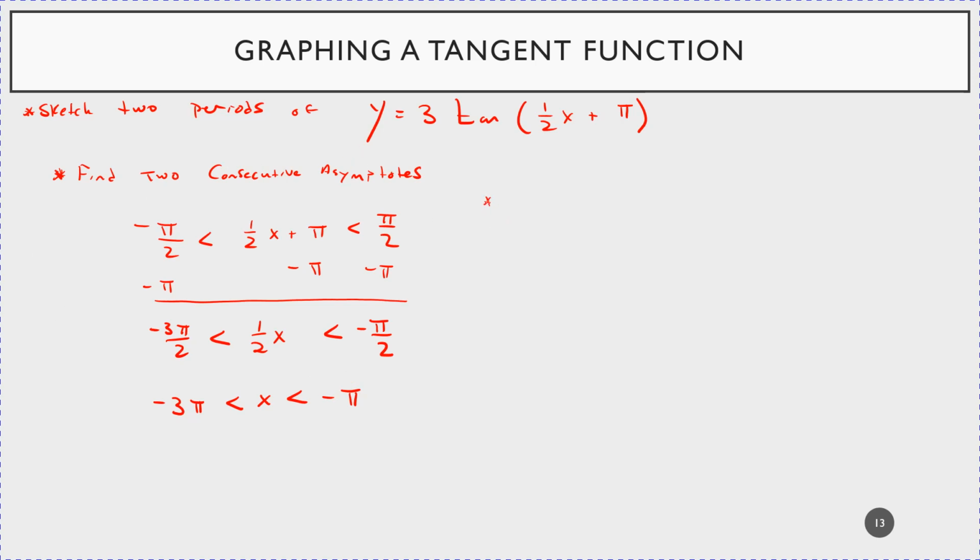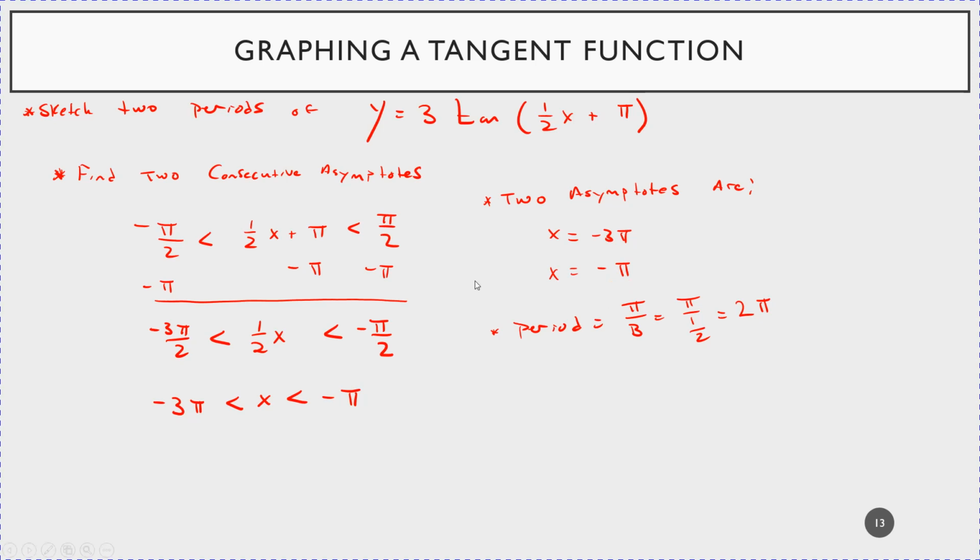So what's going on here is the first 2 asymptotes are x is equal to minus 3 pi and x is equal to minus pi. And look, the period now, because I have this 1/2 here, it's just pi divided by b, so it's pi divided by 1/2. So my period now for this function is 2 pi because I'm changing it with this number in front here. And you can see that, right? That's the distance from minus 3 pi to minus pi.